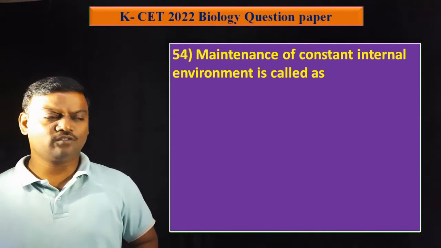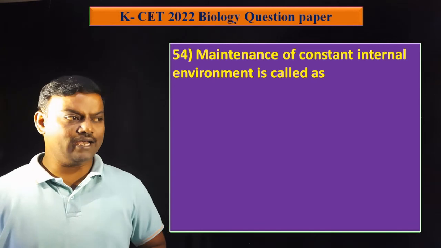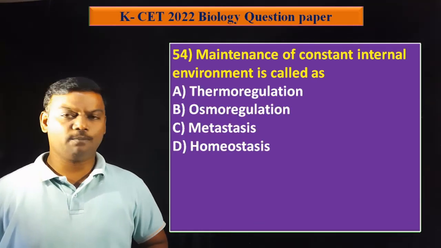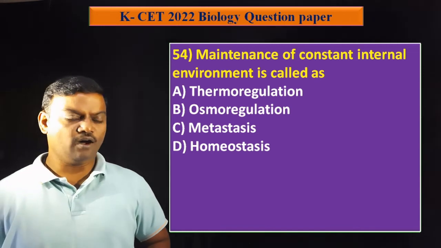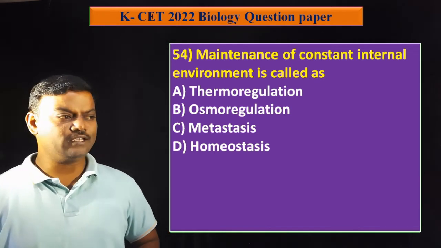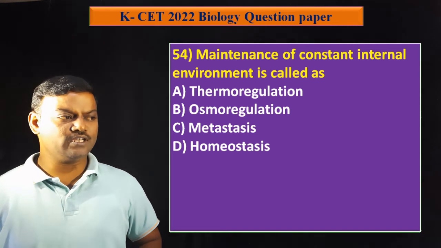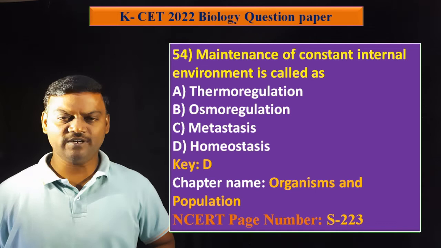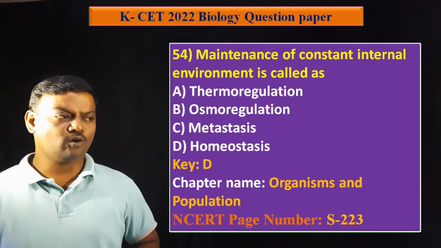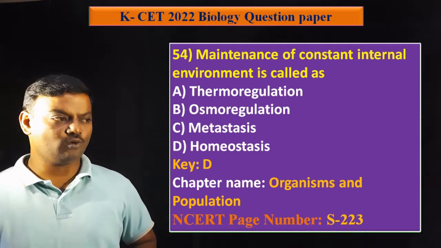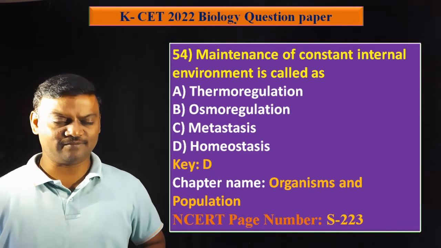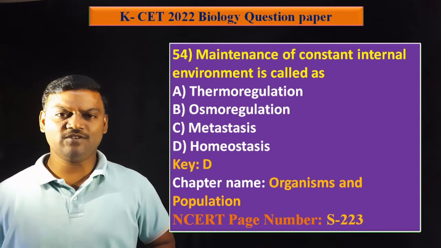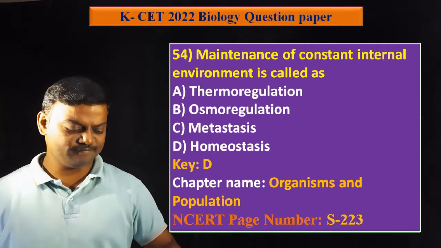Question number 54. Maintenance of constant internal environment is called: option A, thermoregulation; option B, osmoregulation; option C, metastasis; option D, homeostasis. The correct answer is option D. Maintaining a constant internal environment is called homeostasis. It is a question from Organism and Population, NCERT page number 223.